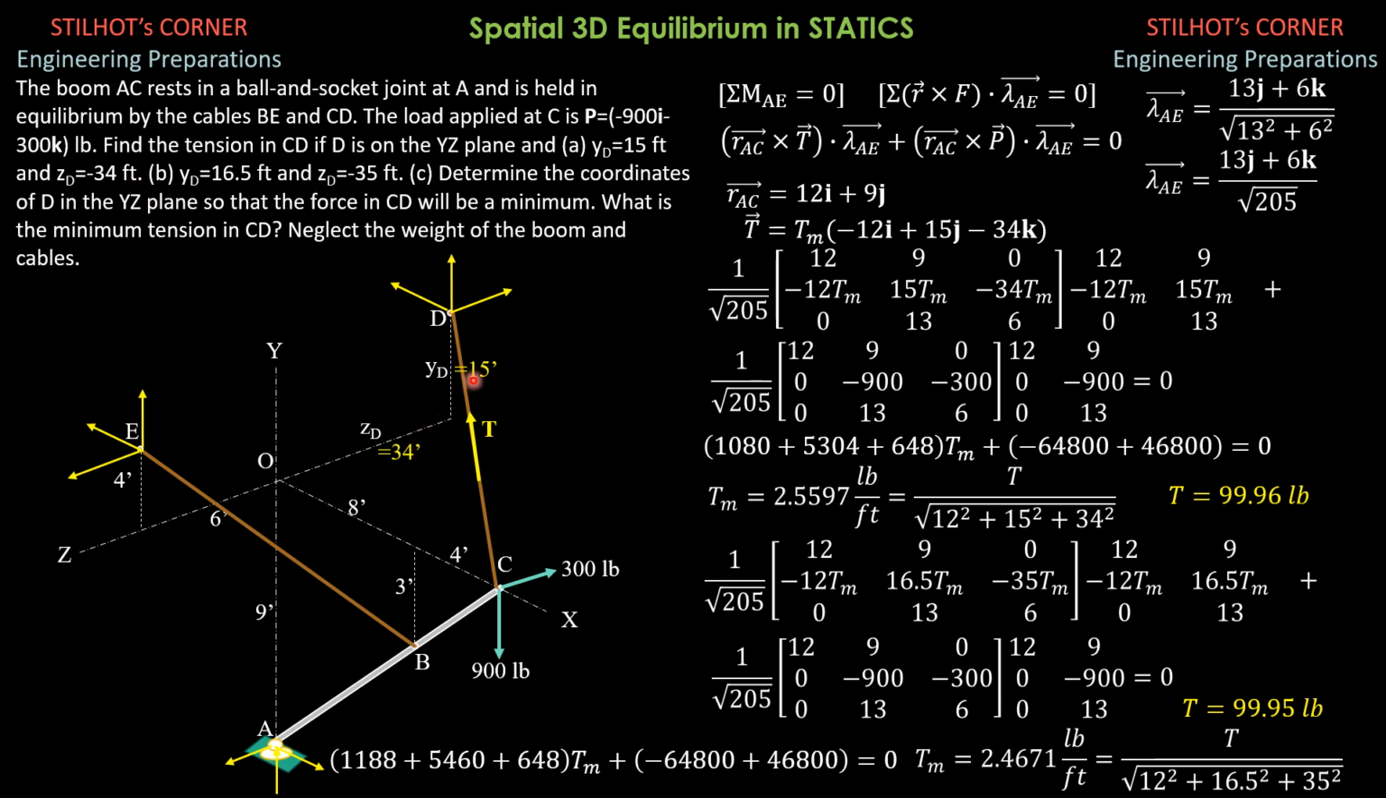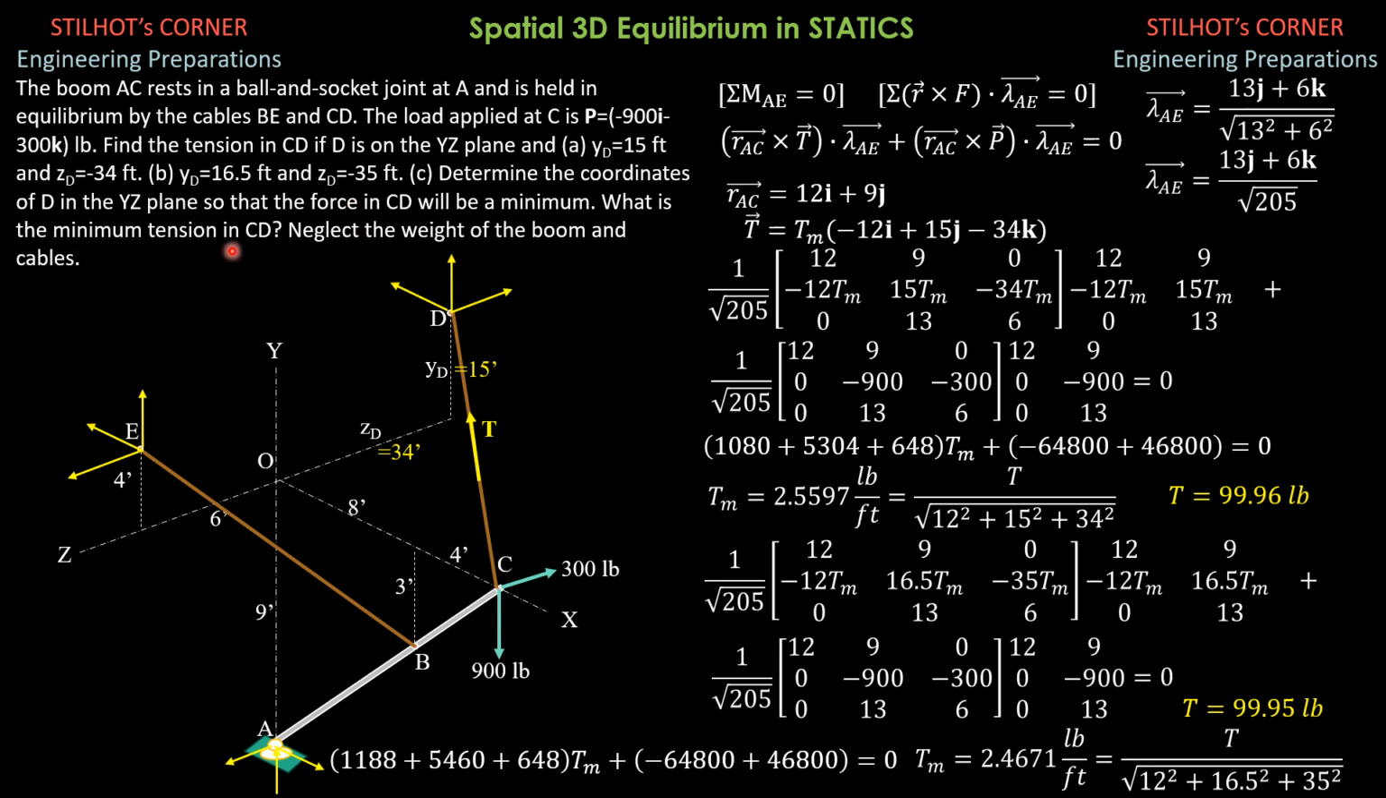For the first part, I made it below 16, because the answer for the minimum in part C here is 16 comma, YD is 16 feet and ZD is negative 34.67 feet. So I used values before and just after the answer so that we can check if the tension is really minimum at those coordinates in part C.